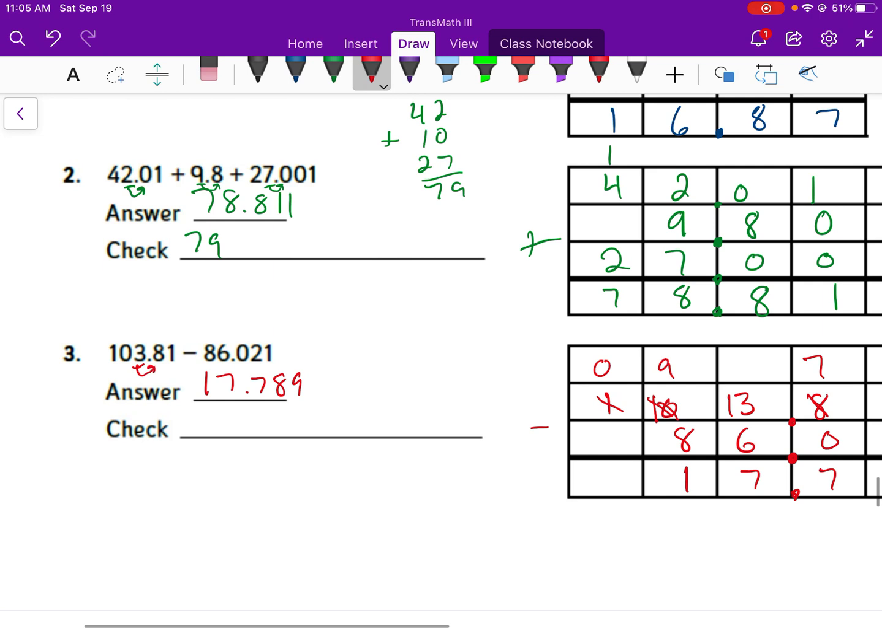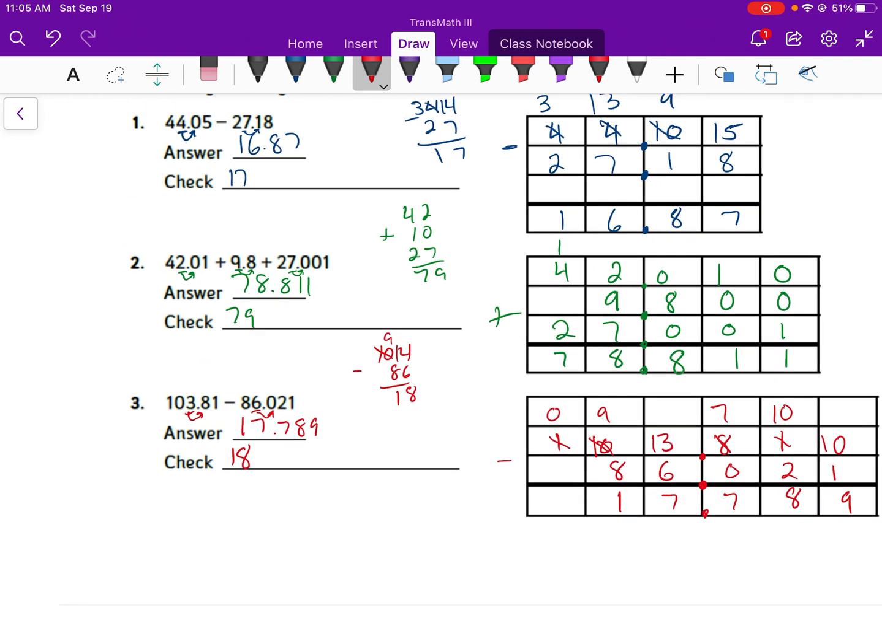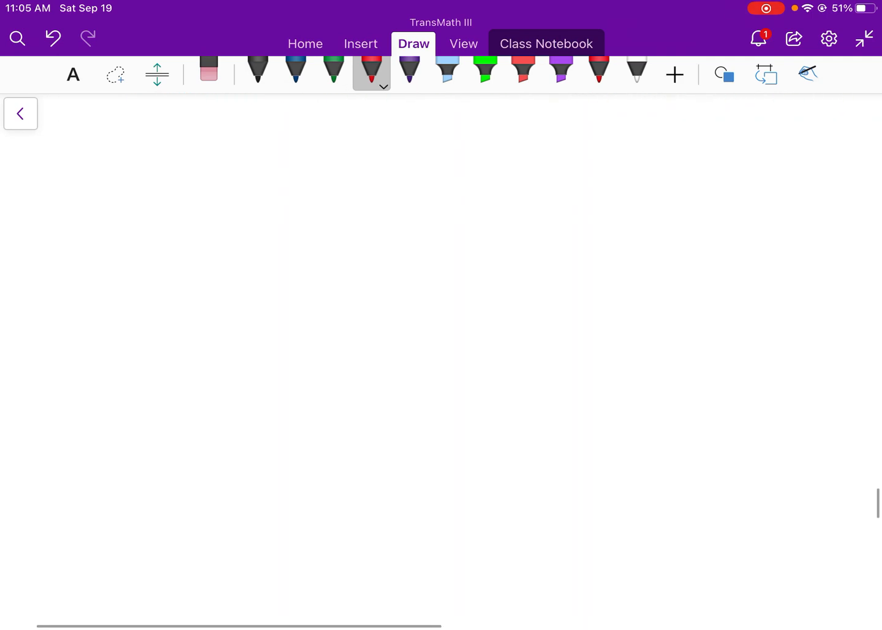Okay, and then doing rounding to the nearest whole number, 104 minus 86. So you get something around 18, which we did, so we should have done it properly. Okay, just using that number sense again to have a quick check of our answer.